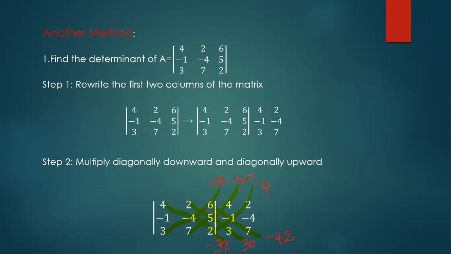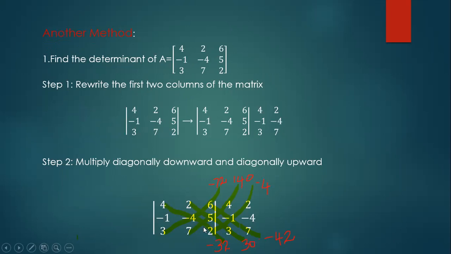Then another method of finding the determinant of the matrix. Find the determinant of A 4 2 6, minus 1 minus 4 5, 3 7 2. This is the step. Rewrite the first two columns of the matrix. First we write this matrix and rewrite the first two columns. 4 minus 1 3, 2 minus 4 7. Then multiply diagonally downward and diagonally upward. This is diagonally downward.